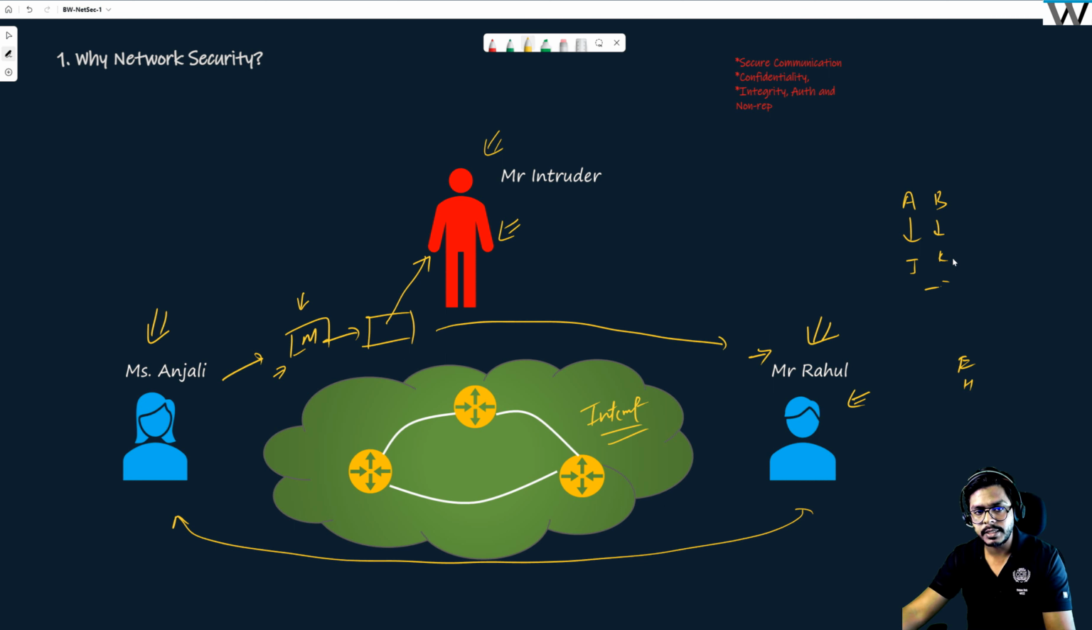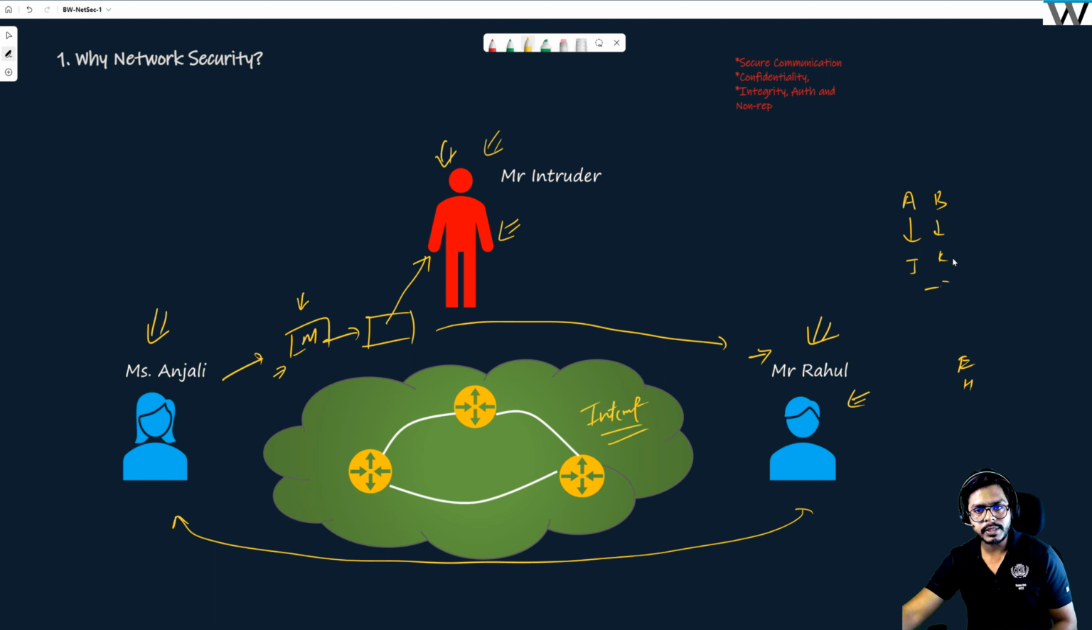But when this message goes to Mr. Rahul, he can have this message, right? And he knows the rule also, how to read it. It means that Anjali and Rahul have come to a point where they are saying that I am sending some message which is scrambled with some rules. If you want to read it, please follow these rules. Because those rules were not known by this Mr. Intruder, that is why he cannot read it.